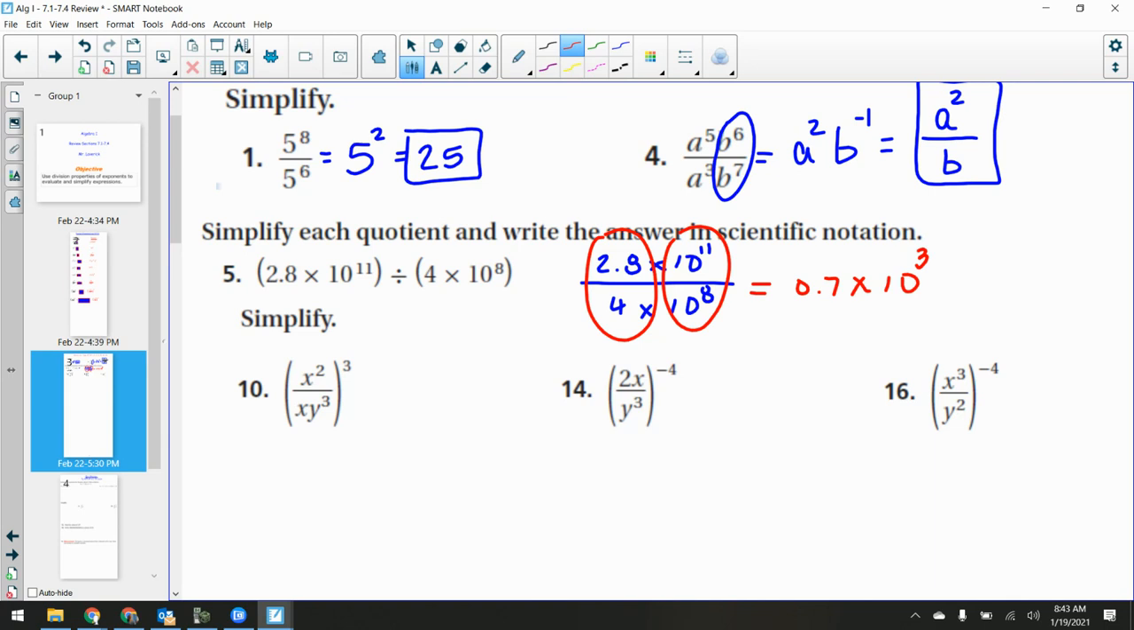Now, it says to write our answer in scientific notation. Well, remember that if I raise it to the third power, I move it 1, 2, 3, right? So that's just like saying 700. 0.7 times 10 to the third is just 700, which in other words is 7 times 10 to the second power. I'm not really sure why they asked for the answer in scientific notation, because could you just write it as 700? Yeah.